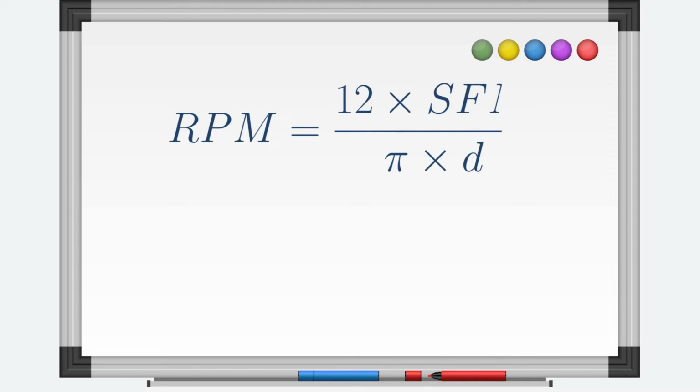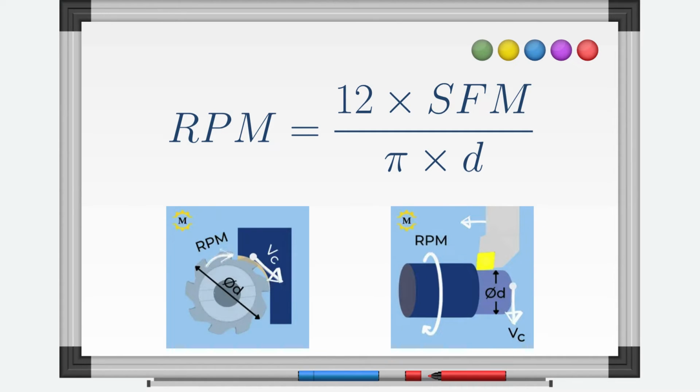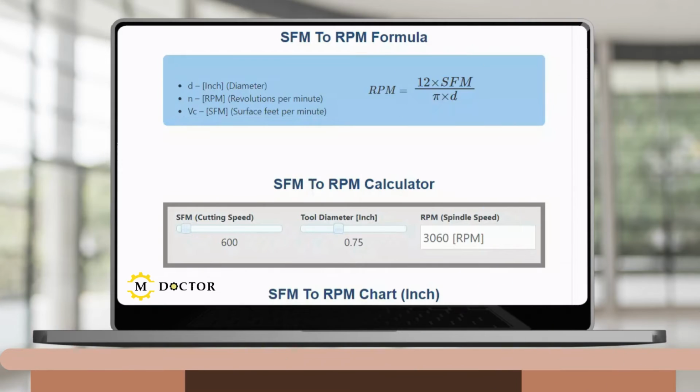The conversion formula is RPM equals 12 times the SFM divided by pi times the diameter. As mentioned above, in milling the diameter is the cutter diameter, and in turning, it is the workpiece diameter. You can use conversion charts, or head over to the Machining Doctor's online calculator, which will make the conversion dynamically. I will leave a link to the calculator in the description below.